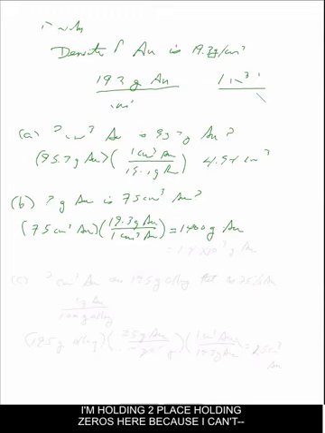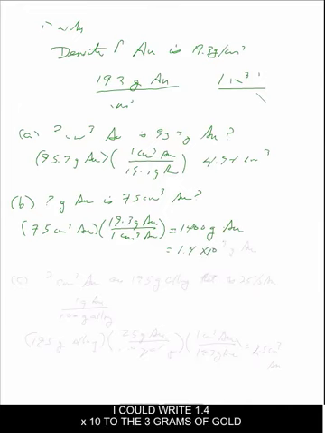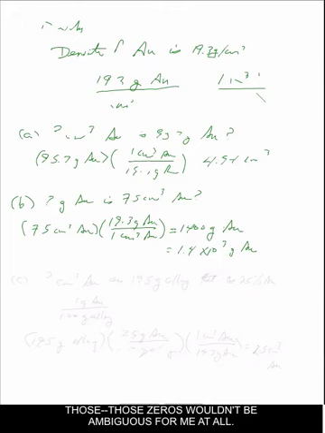I'm holding 2 placeholding zeros. Put 2 placeholding zeros there because I don't want to write 14 grams. I want to write 1,400. If I wanted to write this in scientific notation, I could write 1.4 times 10 to the 3 grams of gold, and then I would have been much more explicit. Those zeros wouldn't be ambiguous for me at all. It's very clear in scientific notation.